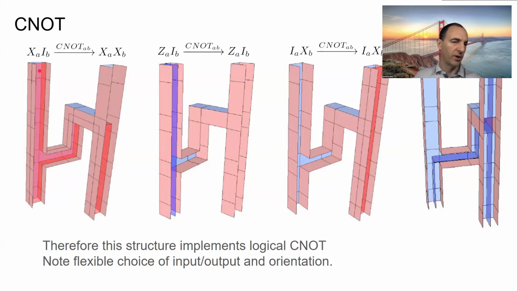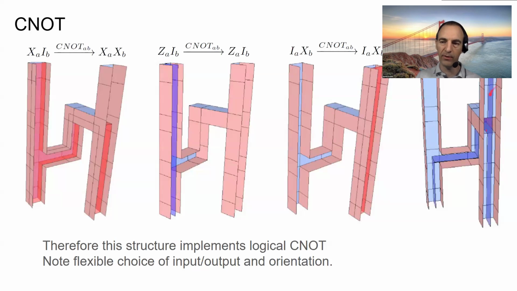This is a realization of logical X on control goes to logical X on both outputs. That's the first relationship. Logical Z on control goes straight through. There's a blue wall at the front, goes straight through. Logical X on target, straight through. Logical Z on target has to go in all directions here.